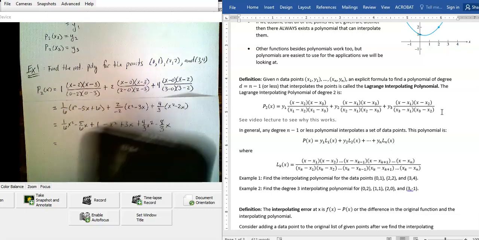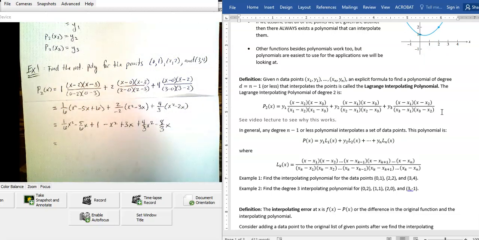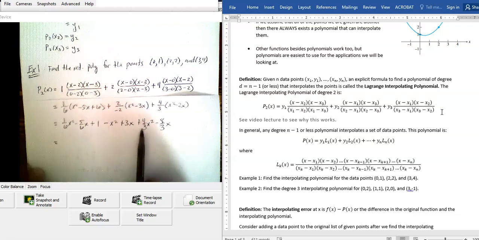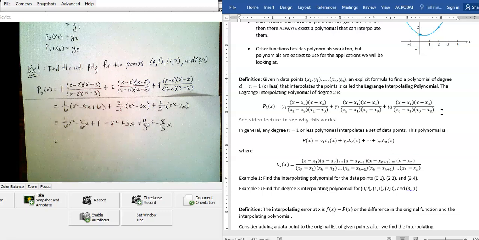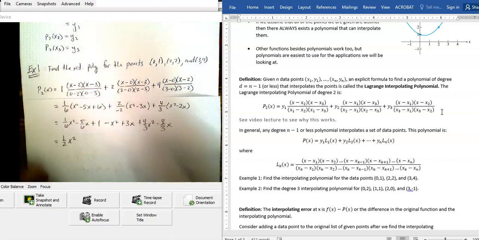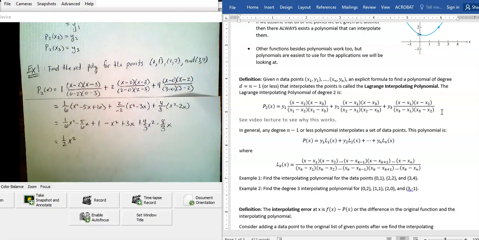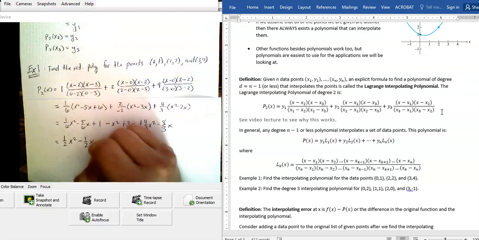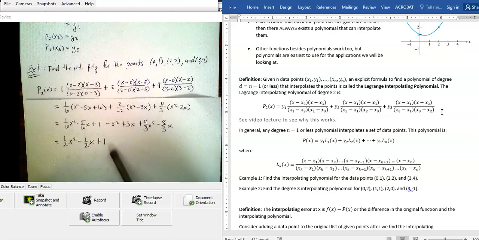Now let's just collect all of our values here. We see, use our calculator, 1 over 6. So I'm collecting all my x squared coefficients here. So 1/6, negative 1, and 4/3. Let's see what we get. And that's exactly 1/2 x squared. Now, negative 5 over 6 plus 3 minus 8/3 is negative 1/2 x, and then our plus 1. So we can see this is exactly equal to the interpolating parabola for those 3 points. Okay.